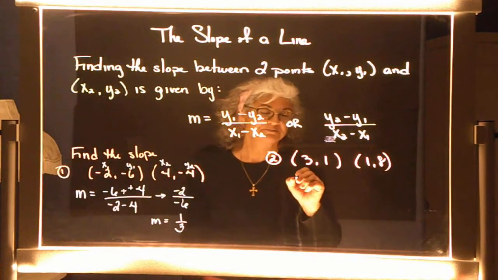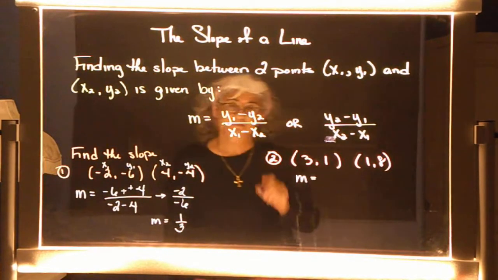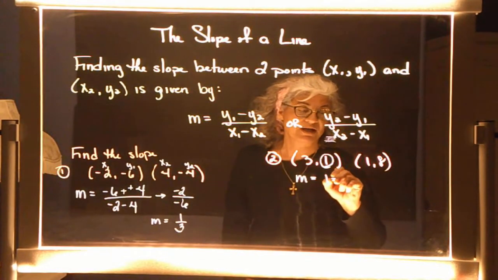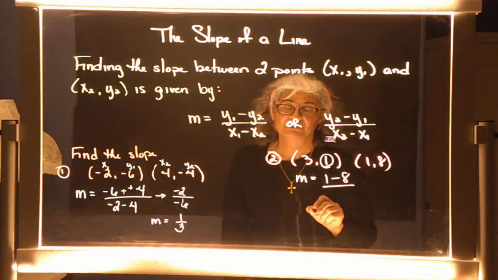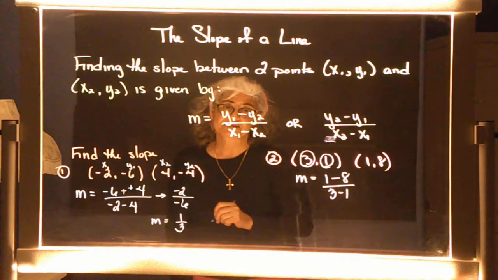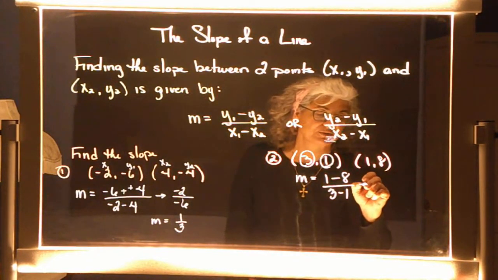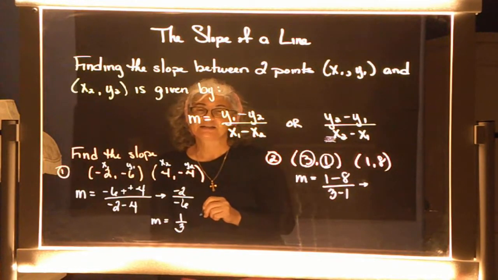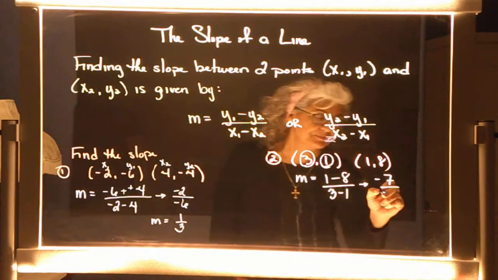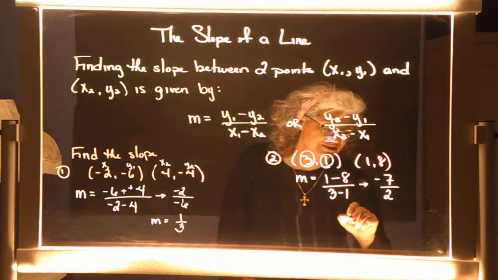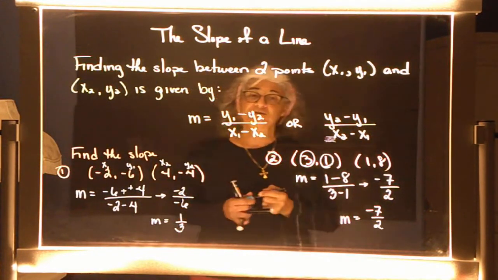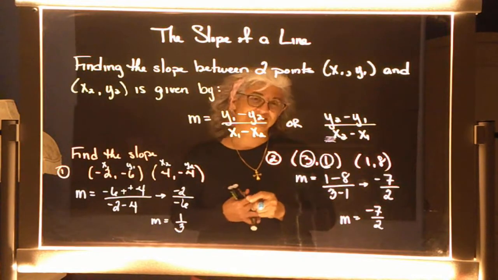Let's look at the second one. M equals, right? I'm going to do this y first, so y minus 8 over, which means I have to do this x first, 3 minus 1, correct? Okay, so 1 minus 8, yeah, that's a negative 7. 3 minus 1, yep, that's a positive 2. So in this case, my slope is equal to a negative 7 over 2. Cool? Okay, so hang in there. I got some more examples for us.